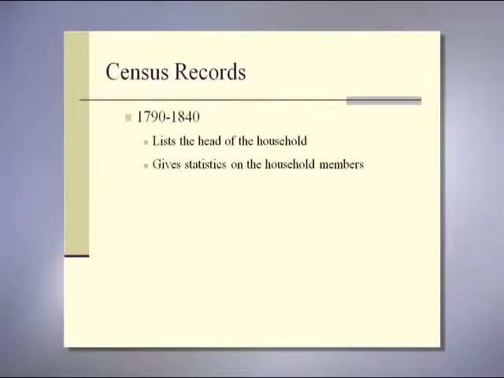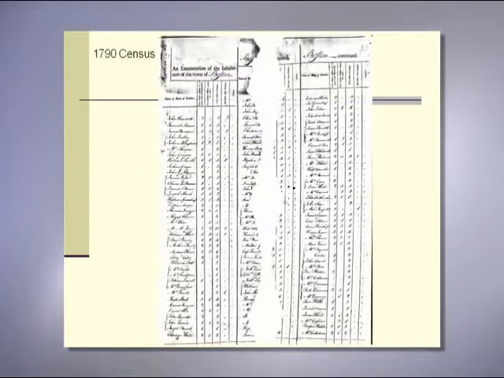Census records from 1790 until 1840 generally list just the head of the household, and they give statistical information on everyone else in the household. Now, the head of the household can include a man, a woman, or an African American if they are free and the head of the household. This example from the 1790 census shows the condition that some of the records were in when we received them, and the person on the second line is Samuel Adams. The person on the first line is John Hancock.